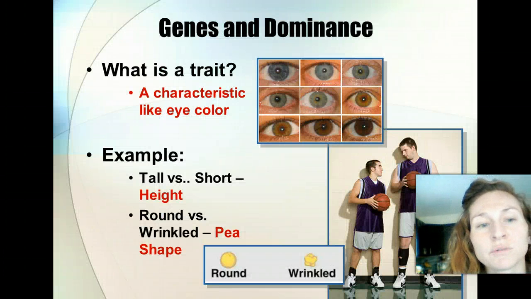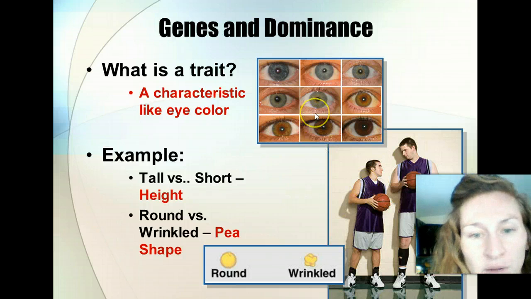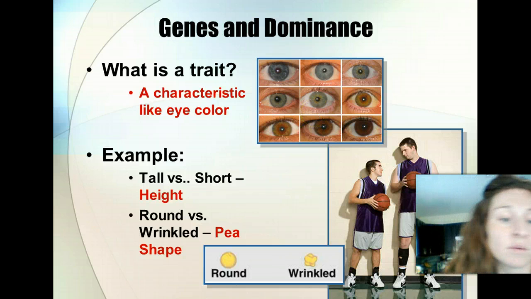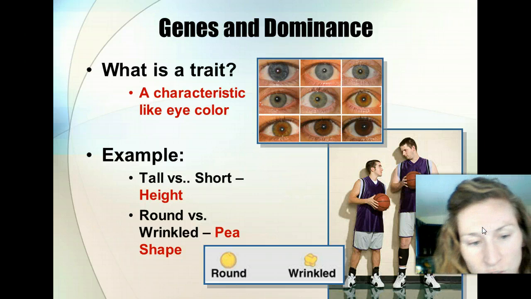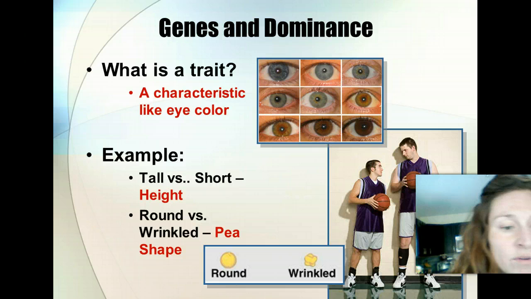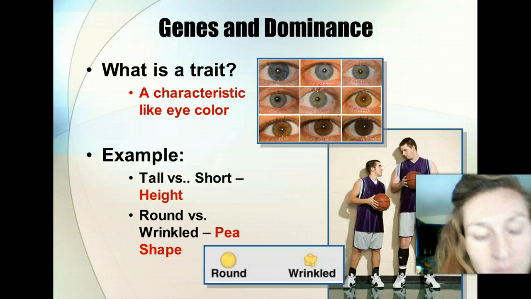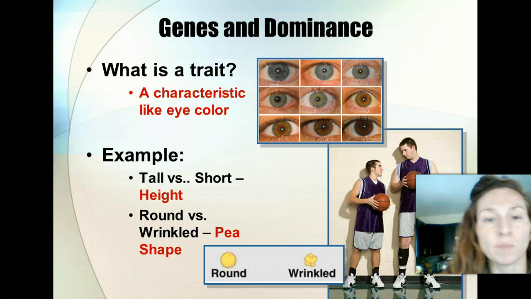Now, what is a trait? A trait is a characteristic like eye color. As you can see in the picture here, we have green, blue, browns, and different shades of each of those. Another one could be height. As you see in these two basketball players, you have tall versus short. And then you have your round versus wrinkled pea shape. Those pictures are right there at the bottom of the screen. They're all different types of traits or characteristics that get passed on from one generation to the next by genes.